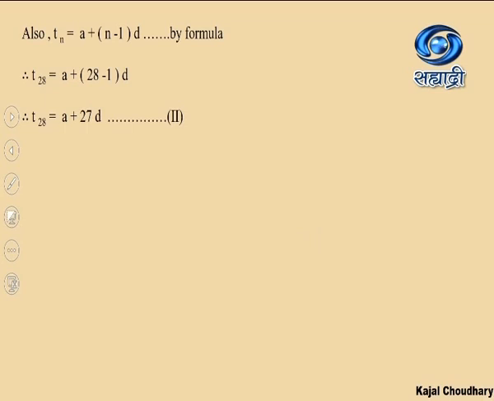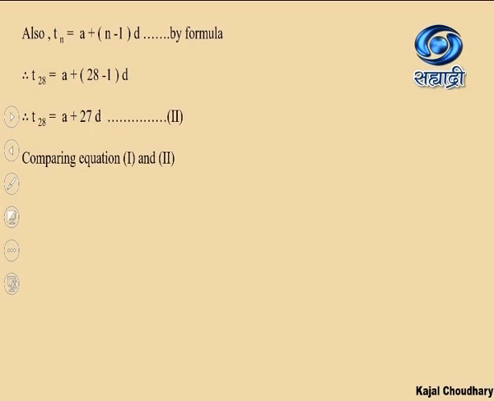Now let us see the second term. Also, we know the formula Tn is equal to a plus (n minus 1)d. Now let's substitute whatever values we have right now. We were supposed to find T28, that means n is 28. So T28 is equal to a plus (28 minus 1), that is 27d. Now, if we compare both the equations, the first equation said a plus 27d is equal to 60. You must have written it down.